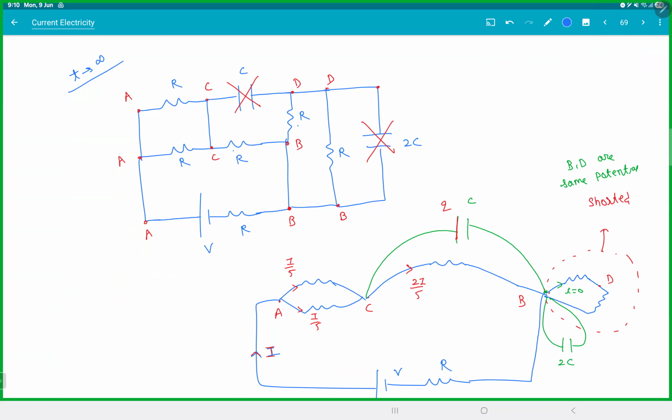Now how much will the equivalent be? R by 2, R, 3R by 2, so 5R by 2. This is much better actually. The current is 2V by 5R. That will be I only. There's not so much headache. Life is easy. Then Q is equal to C into IR, which is 2CV by 5. Now fine.